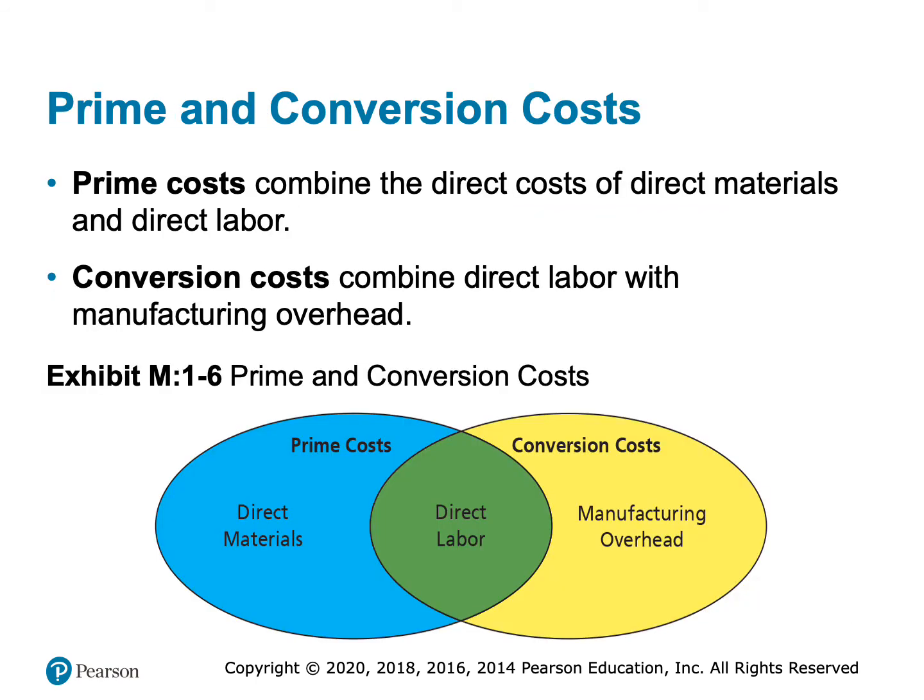Now, a couple of terms that we're going to introduce here. We will come back and pick these up in the later chapters, so I just want to introduce them here. Prime cost is direct materials and direct labor. So prime cost would be direct materials plus direct labor. Conversion cost is direct labor plus overhead. So conversion cost is the cost of converting the raw materials into finished goods.